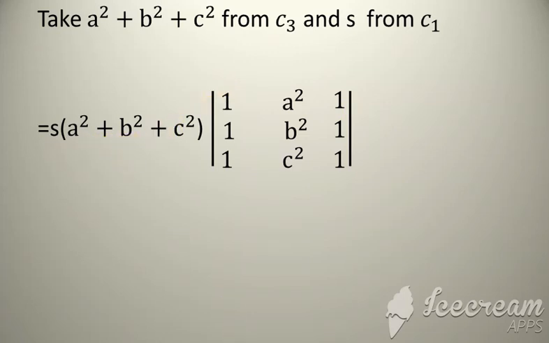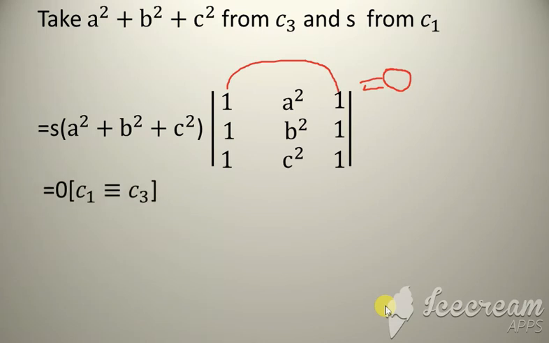Already we know the property: any two rows or two columns are identical. Here column 1 and column 3 are identical. So the determinant value equals what? 0. So the answer is 0. The reason is C1 is identical to C3. So the answer is 0.